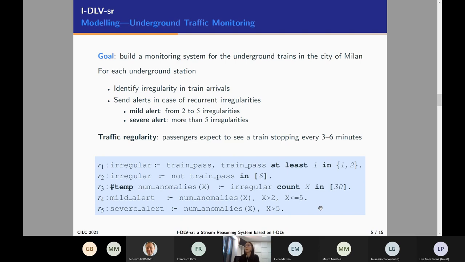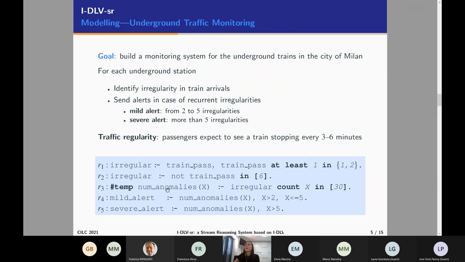We can define a traffic as irregular if a passenger sees a train stopping every 3 to 6 minutes. We can model this problem using the rules in the box. We can see that there is a special keyword in the head of the third rule. In this case, the keyword temp means that all the derivations obtained from this rule are not part of the stream.